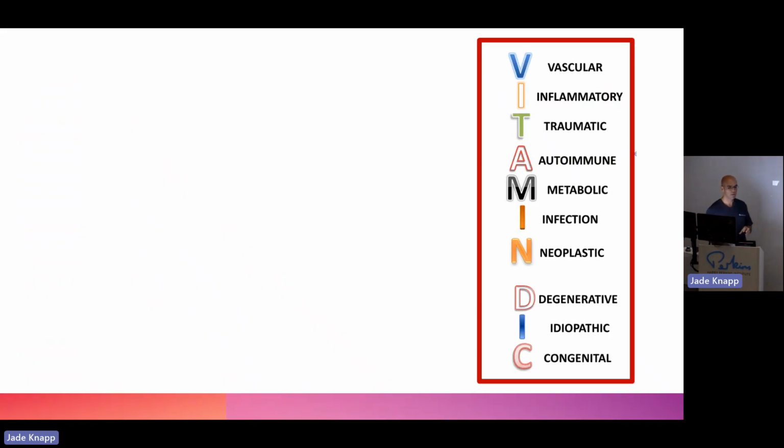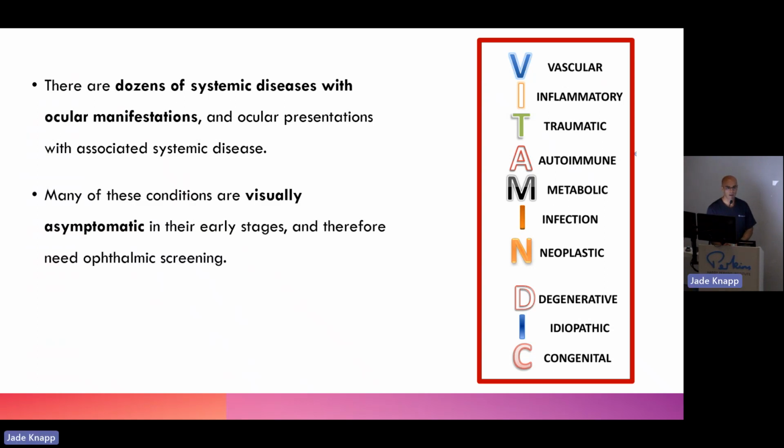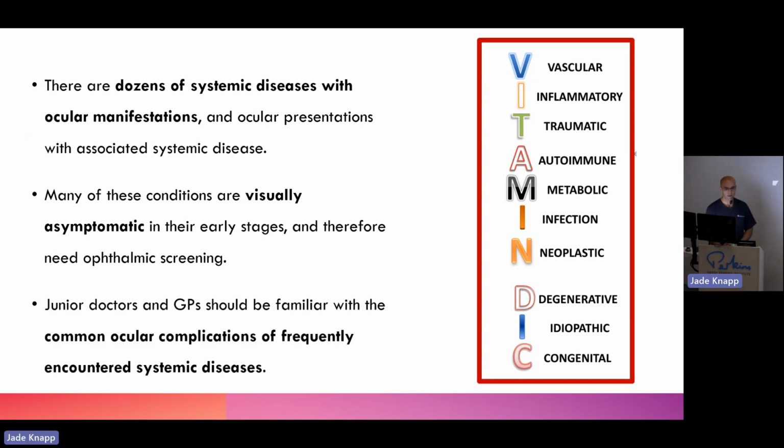What you do need to think about is your normal surgical sieve. So like with any medical condition, you want to think, well, what's the underlying etiology here, right, of this eye condition? So as I say, there's dozens of these, and many are asymptomatic. So you need to be aware of them. And today we're going to talk about the common ocular manifestations of the more common systemic diseases.